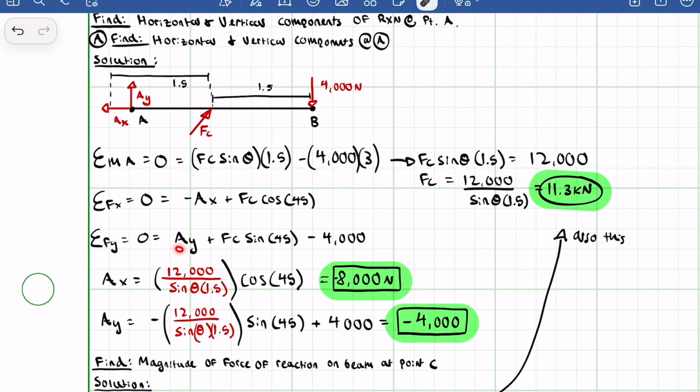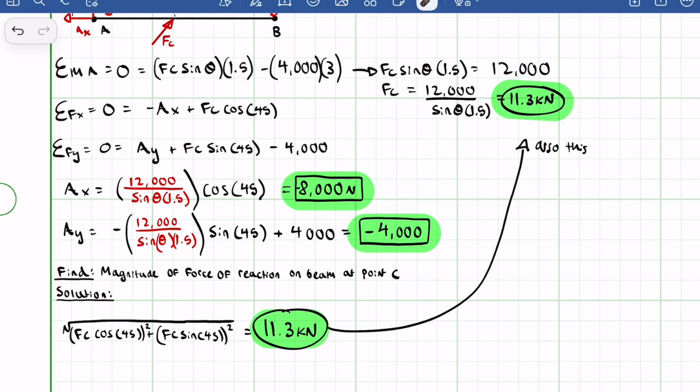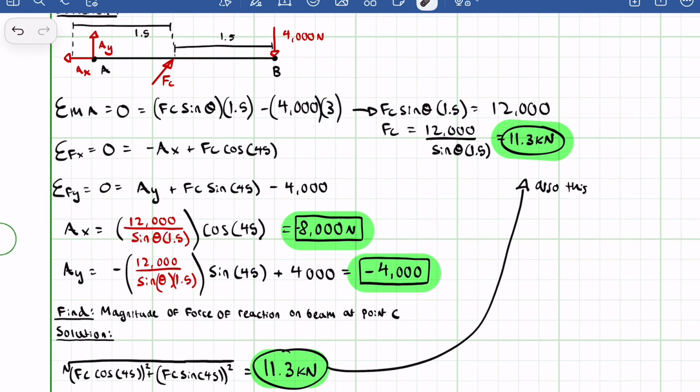That is positive AY plus FC sine 45 minus 4,000 newtons. Great. Now let's take that and replace FC with the value that we found earlier. So we have AY is equal to negative FC, which is given by this expression, sine 45, because we're finding it in the y direction, plus 4,000 newtons, right?